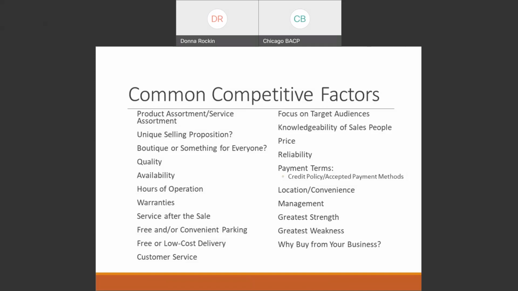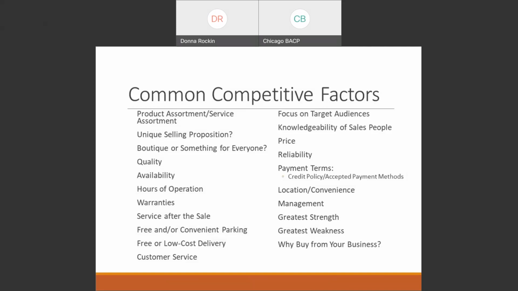Location, convenience, management. You know your greatest strength and your greatest weakness, because if you know your greatest weakness, you know how to sell against your competition. I am a small consulting firm, so my greatest weakness is that I'm small. But my greatest strength is when I sell to a customer, they are dealing with one of the directors, the managers of the business. They don't get some young kid fresh out of marketing school. They are getting a seasoned professional. So you can turn your smallness into a strength.